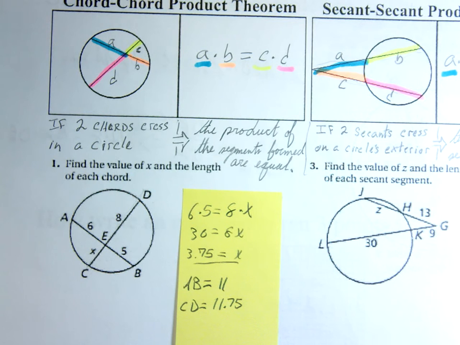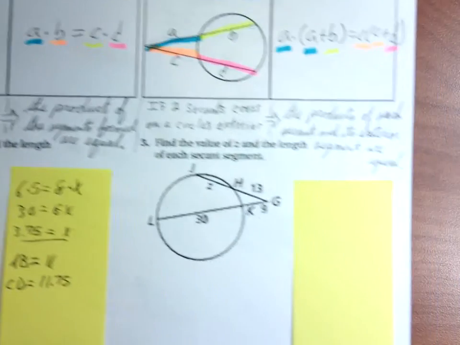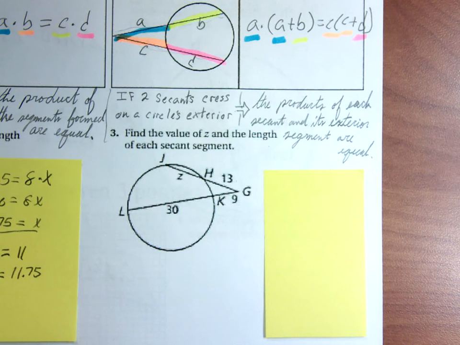My worry is that you're going to use that theorem in place of the secant-secant product theorem and confuse them. So let's jump over and look at the secant-secant product theorem problem, see how we do there. It says find the value of z and the length of each secant segment. What's my equation going to be?